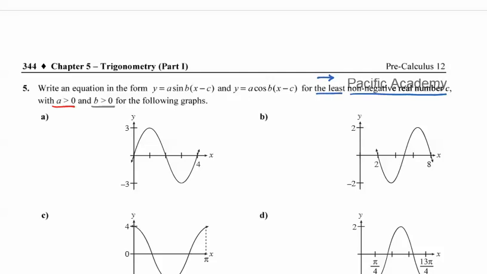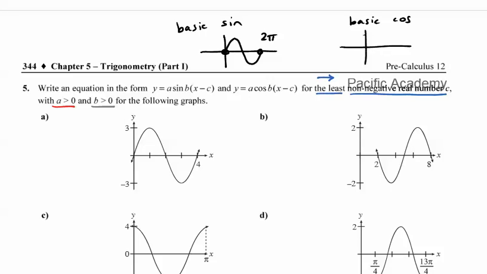Now, in order to solve these questions, I'm going to need to have in my mind an idea of what the basic sine graph looks like. And the basic sine starts on the middle line, goes up, back down, and then comes back around in 2 pi. The basic cosine has a similar shape, but instead of starting in the middle, it starts on the top of the wave and comes right back to the top of the wave after 2 pi.